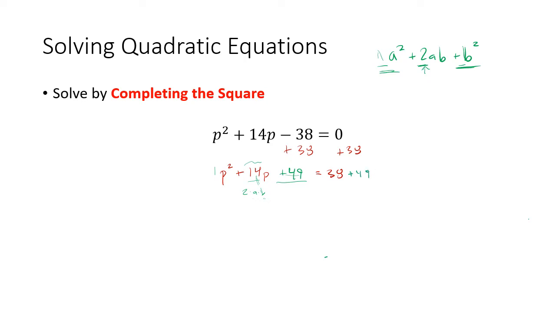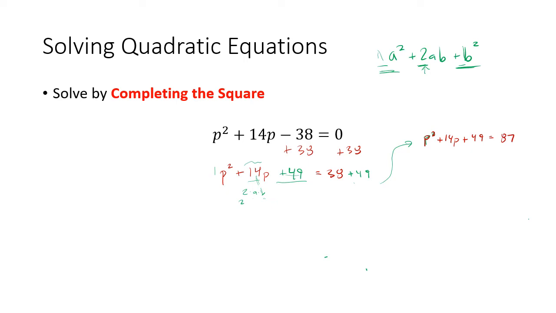So we get p squared, I think I have another problem on here, so I'm actually going to move it over here. p squared plus 14p plus 49 is equal to 38 plus 49, which is some number, 77, 87? Was it 87? I can't do math today, sorry. Okay, so we got 87.